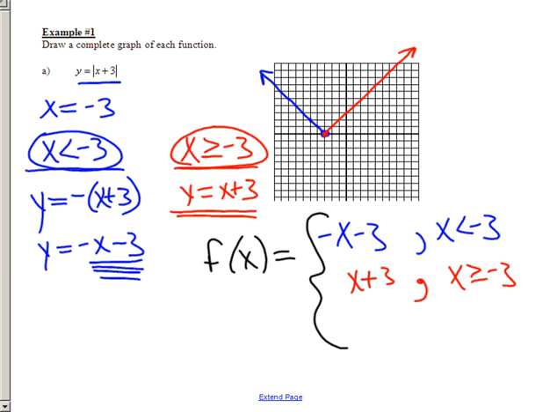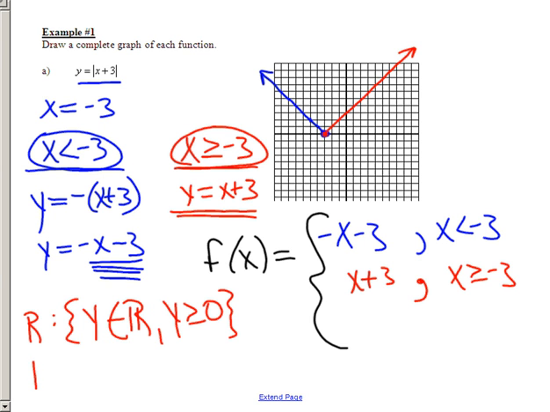The domain is right here. It's already listed. Yeah, it's all real numbers. You can plug any number into this. There is no domain restriction in terms of the overall function. You could list the range. The range of this function is greater than or equal to 0. Y is a set of all real numbers such that y is greater than or equal to 0.